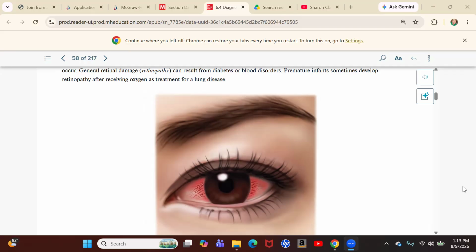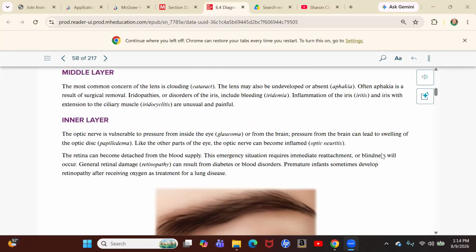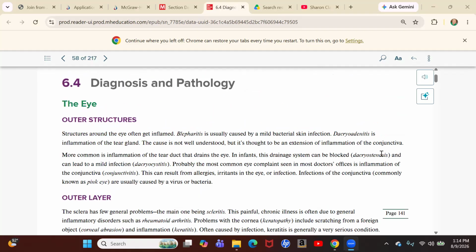So now that we understand a little bit of the anatomy of the eye and the ear, and we are more familiar with the medical terms related to some of those anatomical structures, let's look at some of the more common diagnoses and pathologies that can go wrong with the eye.